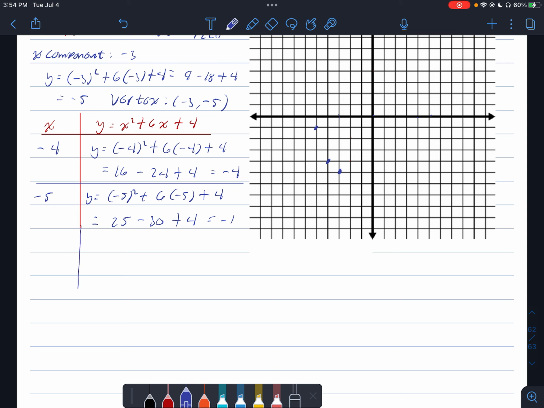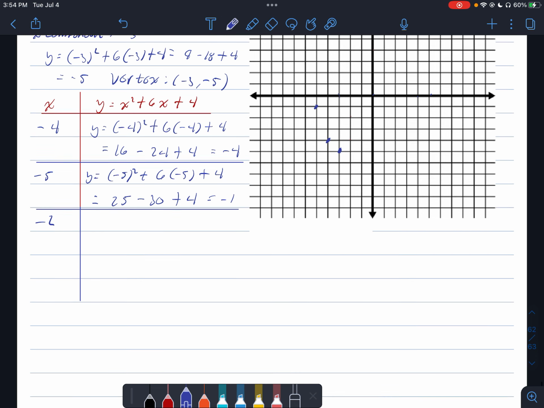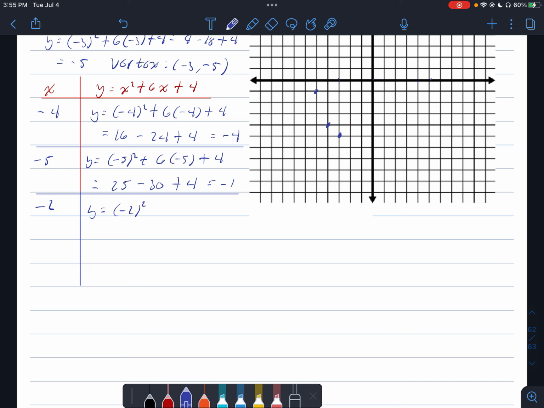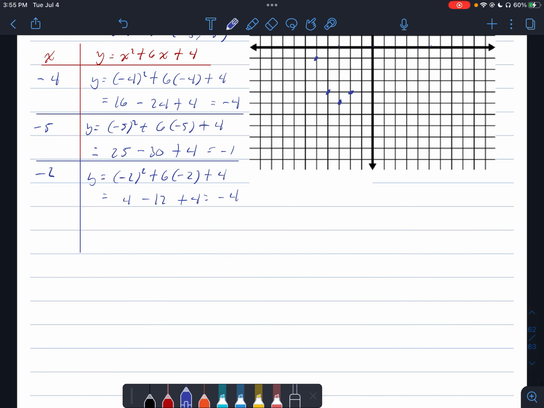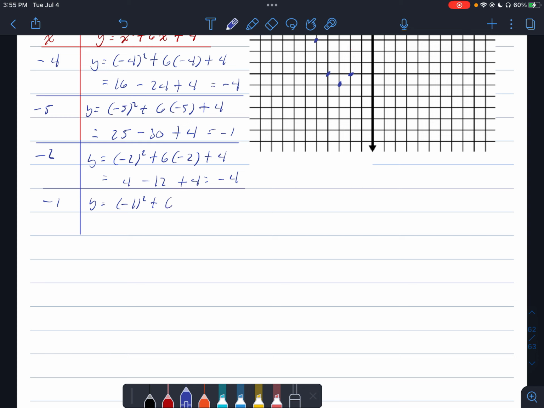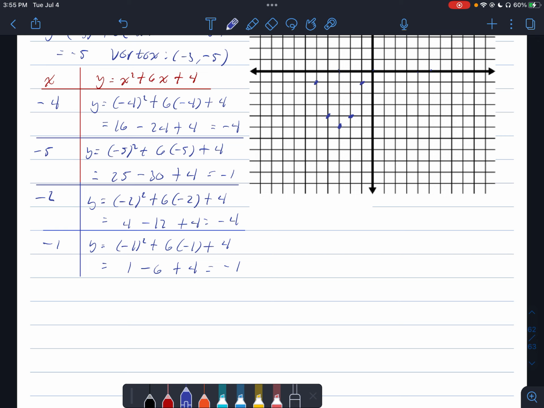Okay, we can go a little further. Maybe we'll try negative 2. So we have y equals negative 2 squared plus 6 times negative 2 plus 4, or we get 4 minus 12 plus 4. 4 minus 12 is negative 8 plus 4. Again, it's going to be negative 4. And then we can try the point negative 1. Negative 1 squared plus 6 times negative 1 plus 4, or we get 1 minus 6 plus 4, and we will get negative 1. So this is the basic shape, again, of the graph that we're getting here.